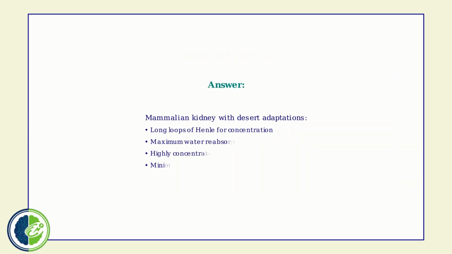Welcome back. The answer is the mammalian kidney system, specifically one adapted for desert conditions. Like the kangaroo rat, it would have very long loops of Henle to create a strong concentration gradient, allowing maximum water reabsorption and production of highly concentrated urine.